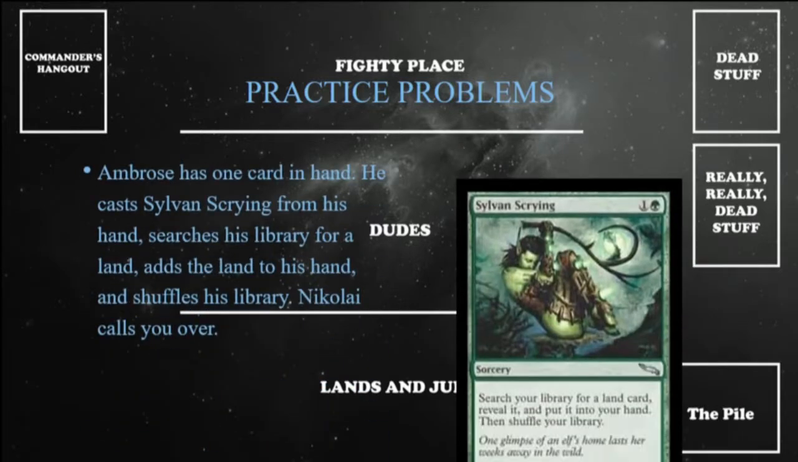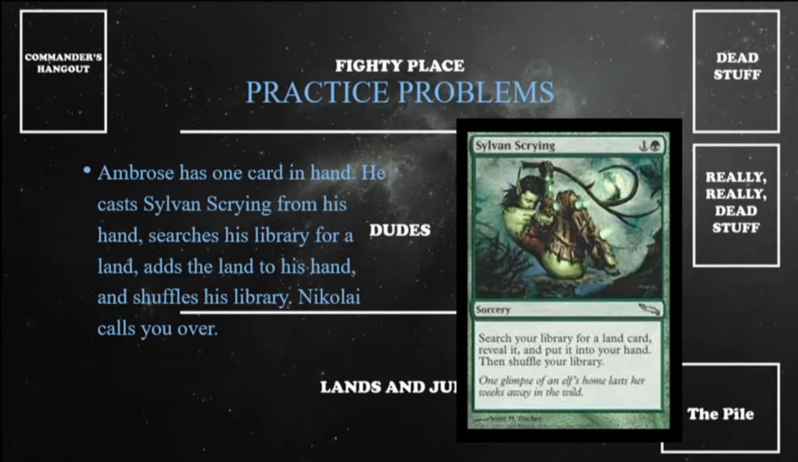Next question. Ambrose has 1 card in hand. He casts Sylvan Scrying from his hand, searches his library for a land, adds a land to his hand, and shuffles his library. Nikolai calls you over. What is the infraction? What is the penalty? And what is the fix? So that is for you to figure out. But I can confirm that no other cards went into his hand except for the land that he got from his library.